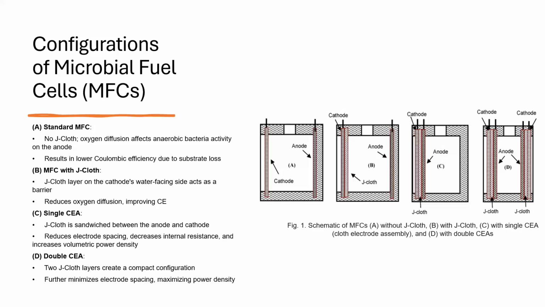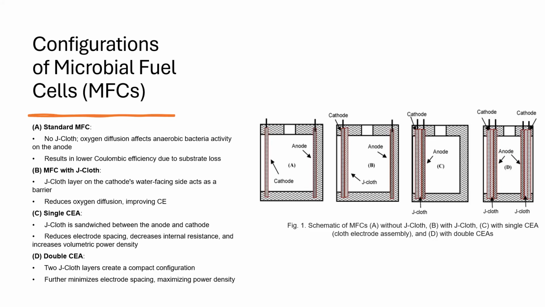Single cloth electrode assembly: here, the J-cloth is sandwiched between the anode and cathode, effectively reducing the spacing between electrodes. This design minimizes internal resistance, leading to higher volumetric power density compared to the standard or single J-cloth setup.